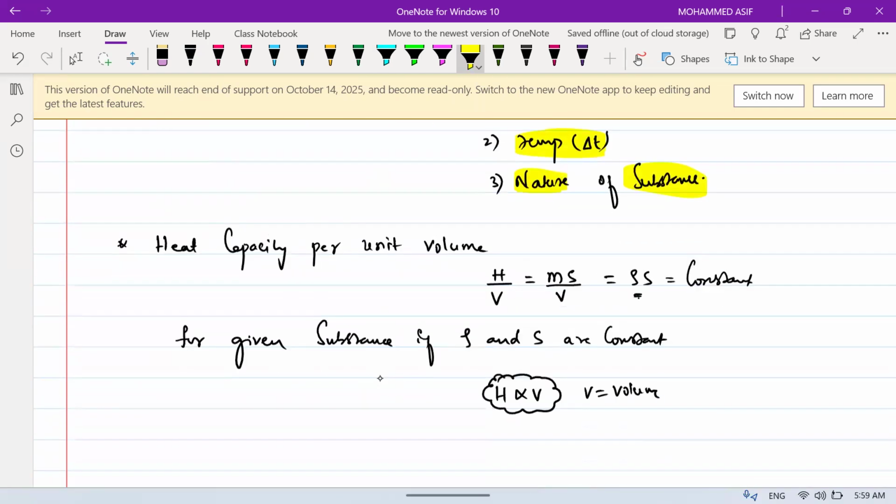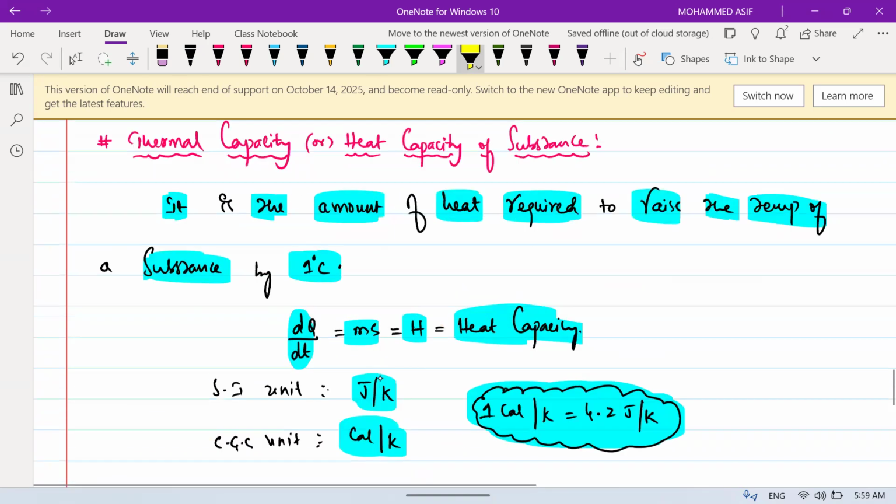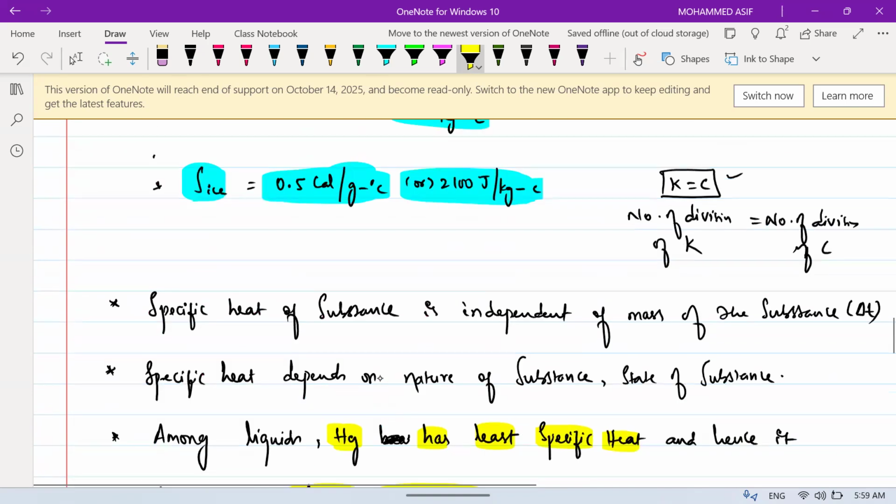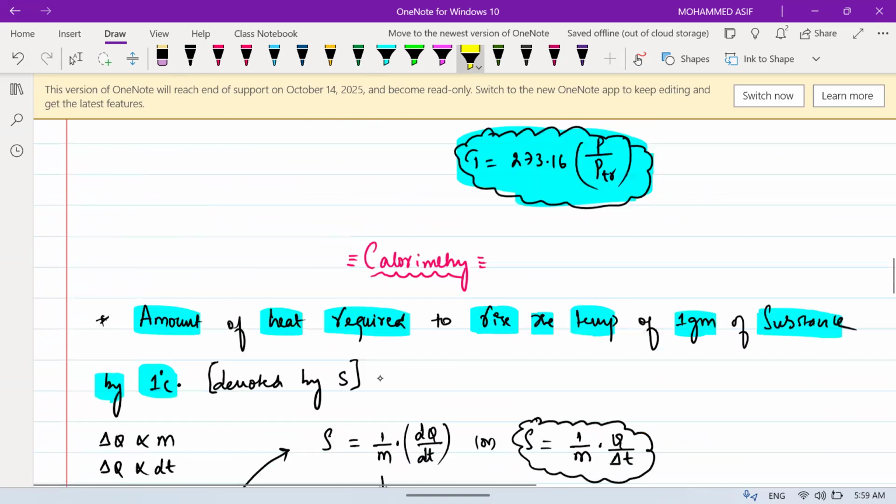Done? And heat capacity per unit volume is how much, beta? Heat capacity per unit volume, that is H by V, is equal to ms divided by V, or it is rho into s, which will be constant. So for a given substance, if density and specific heat are constant, then heat capacity is directly proportional to volume. Am I clear? Calorimetry is a very important topic, beta. It will take a small time, so we'll try to complete this one.